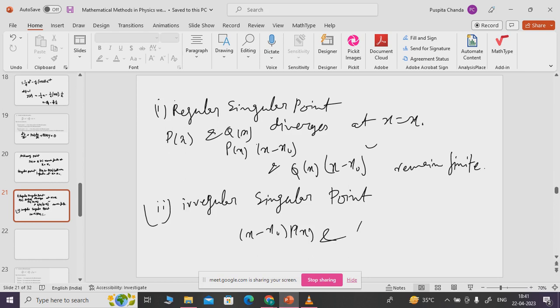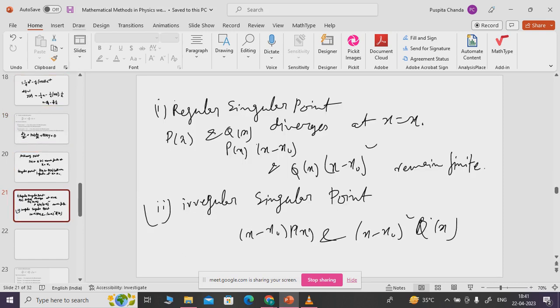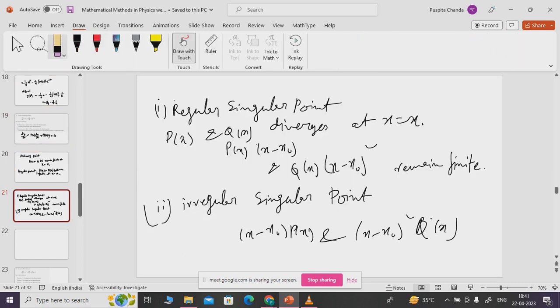It is that p(x)(x − x₀) and q(x)(x − x₀)², not and, it is or. If any of these diverges at x = x₀, then it is an irregular singular point. You don't need both of them to diverge.